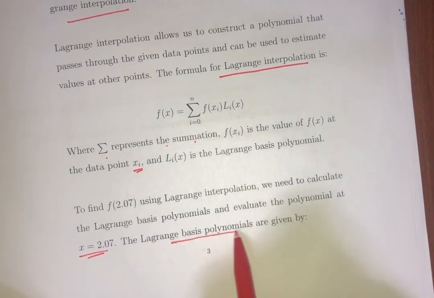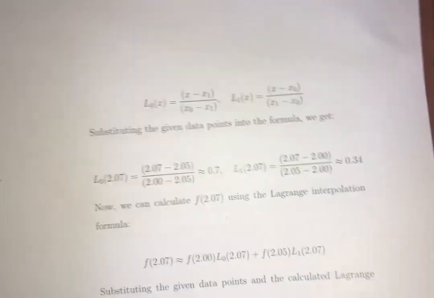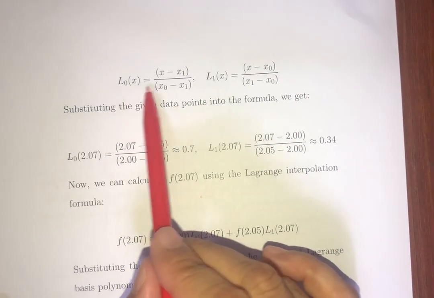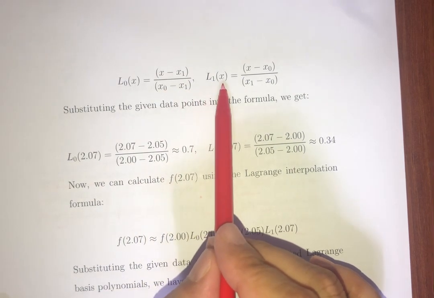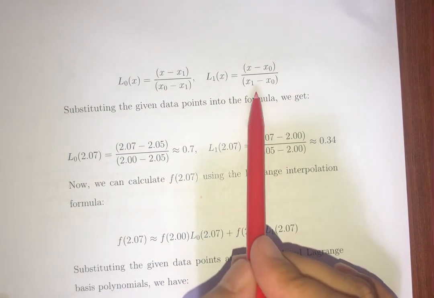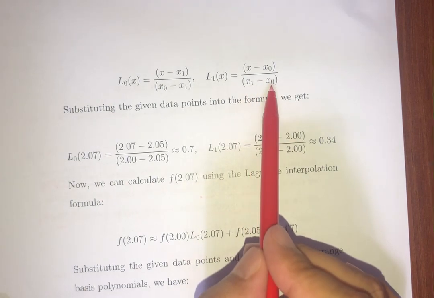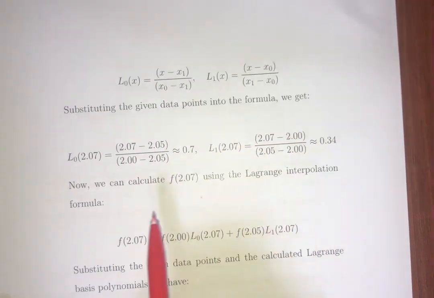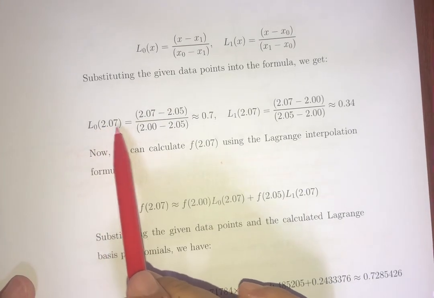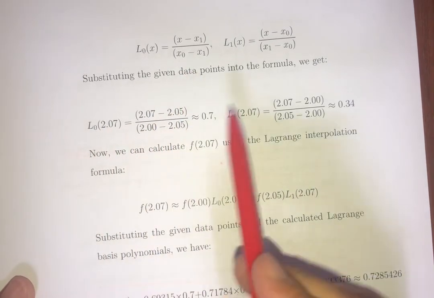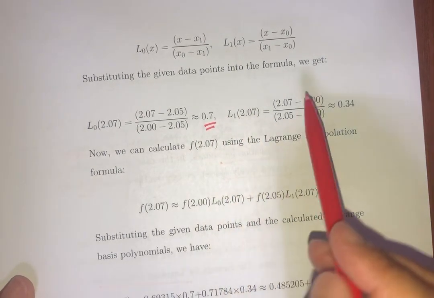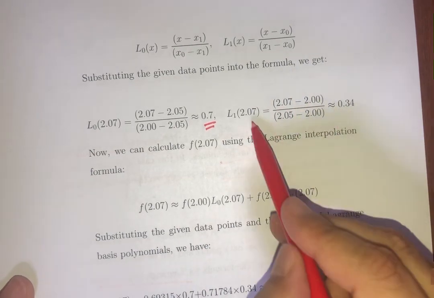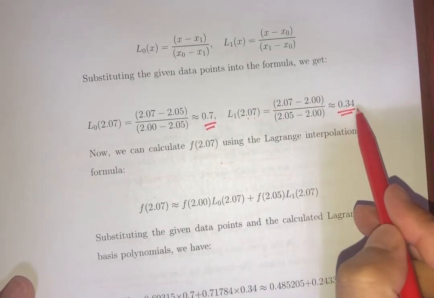The Lagrange basis polynomial is given by the equation L0 of x equal to x minus x1 divided by x0 minus x1. L1 of x is given by x minus x0 divided by x1 minus x0. Substituting the given values, we get L0 of 2.07. We already know these values, which is approximately equal to 0.7, and we find L1 of 2.07. By substituting the respective values, we get L1 of 2.07 equal to 0.34.